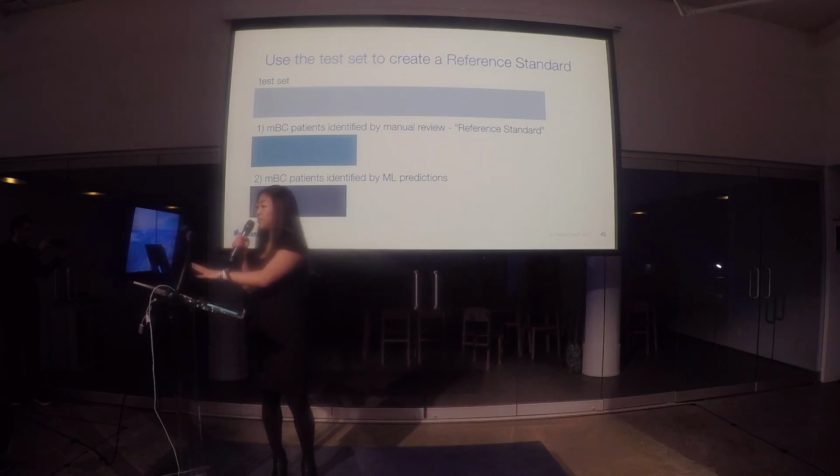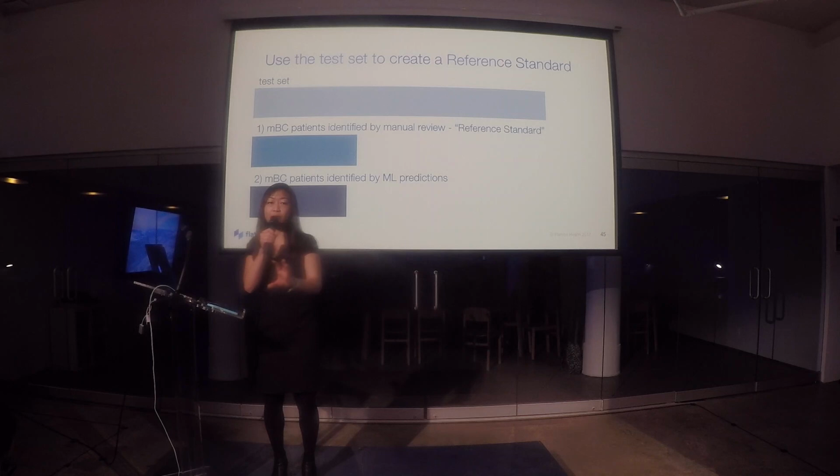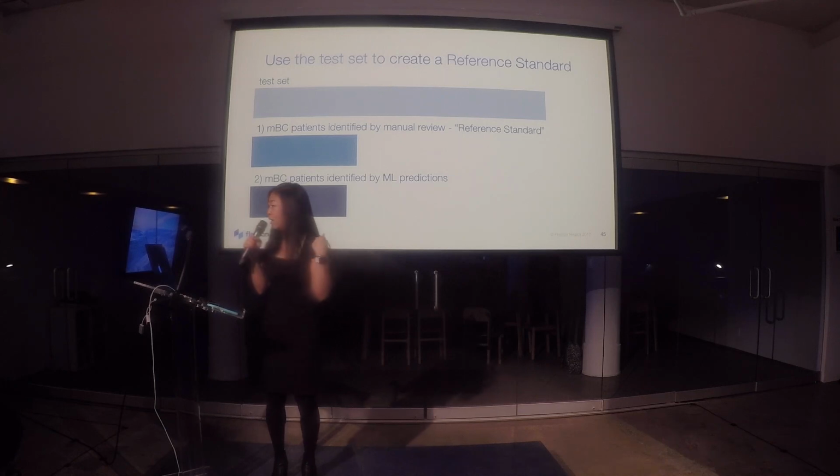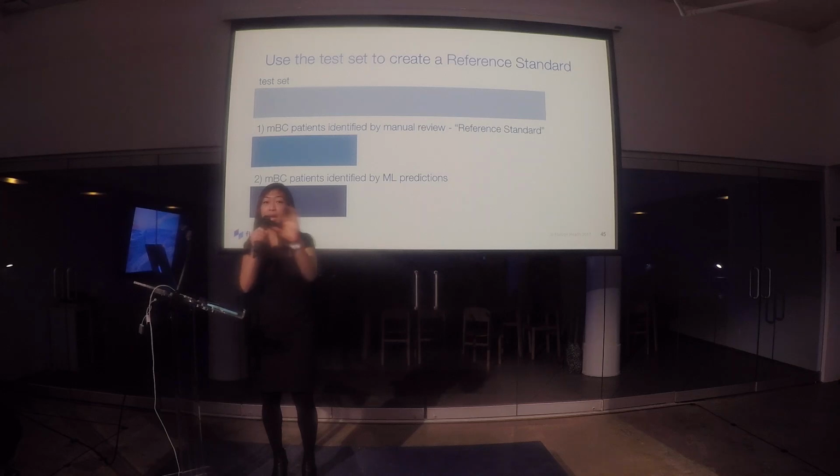If we assume that our test set is representative of the total patient population, because we've selected them randomly, so that we have a fairly representative population in our test set, the next thing we want to confirm is that the patients selected by our model in the test set are also representative of the broader patient population.